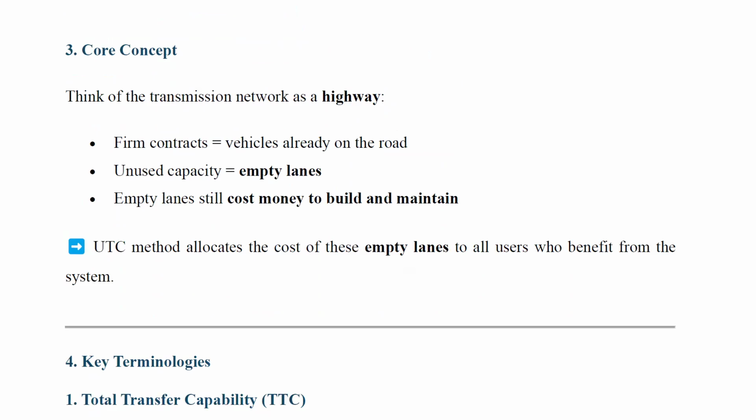So what is the core concept? Think of the transmission network as a highway. Firm contracts are nothing but vehicles already on the road. Unused capacities are nothing but empty lanes. Empty lanes still cost money to build and maintain.